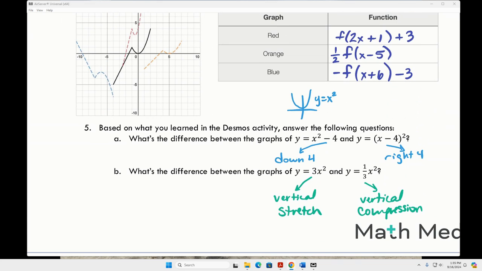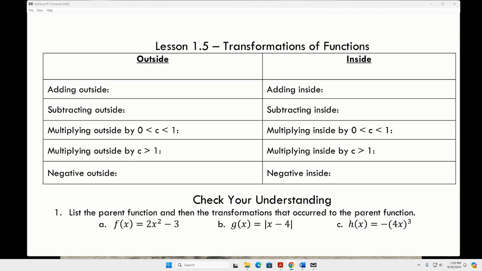Okay, so it's definitely vertically. So moving down and up is a vertical change. So when things are done on the outside, it's going to be vertical changes. And when the transformations happen on the inside, it's going to be horizontal changes. Okay. And so I guess we didn't do one where we actually added, yeah, we did, on the very last one.